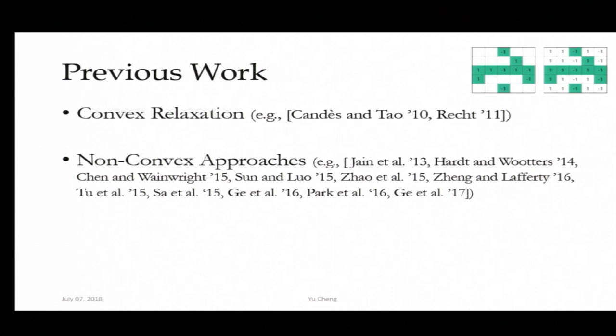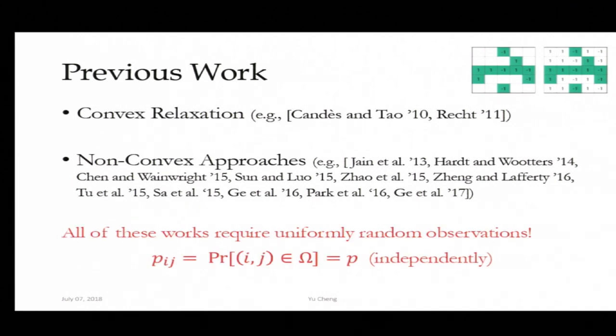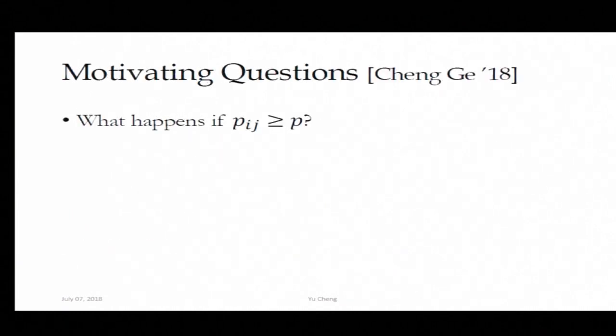Okay, so this problem has been studied extensively, and we know these approaches pretty well when the entries are observed uniformly at random. We know how large P needs to be for exact recovery, why gradient descent works, and when it works, with or without initialization. So the motivating question for this work is, what if instead of observing them uniformly at random, you get to see more entries?